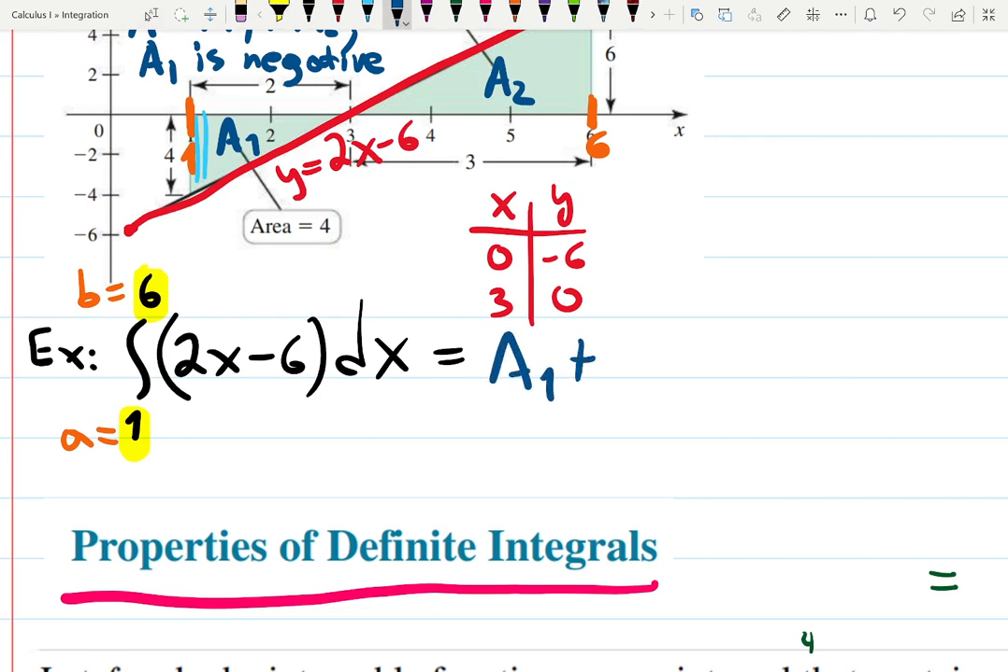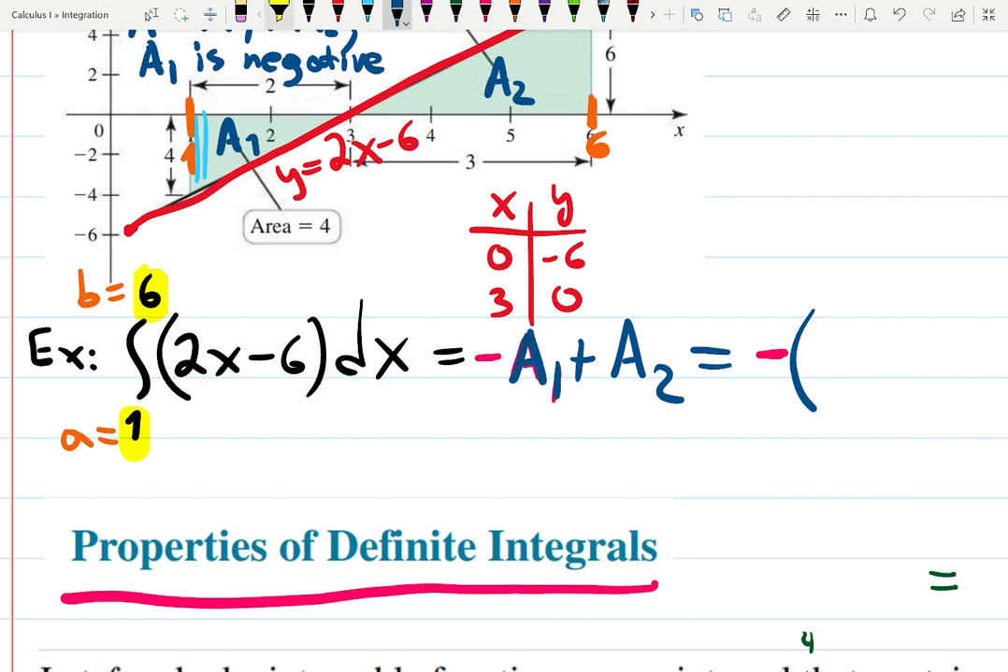Area 1 plus area 2. Area 1 is the area of the triangle. Still, I feel like which one is better. I would say let's do minus area 1. Yeah, so it's going to be minus, and now I'm creating the area 1.